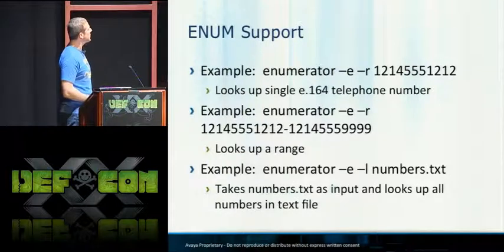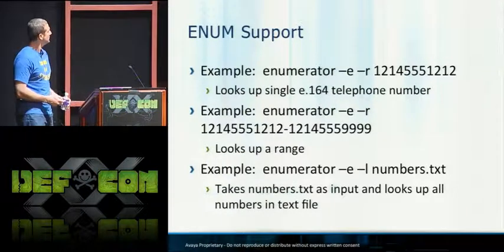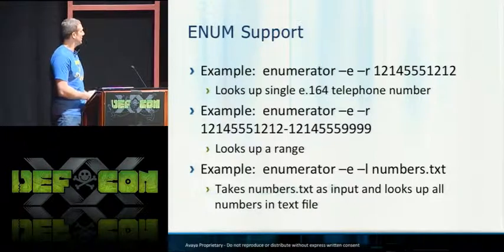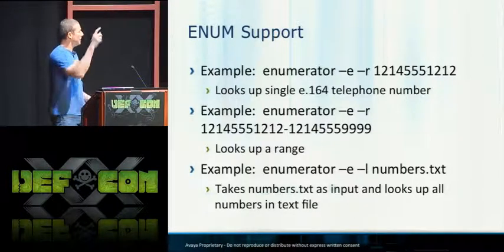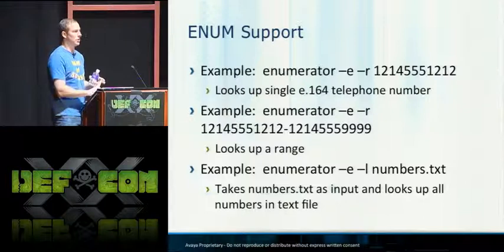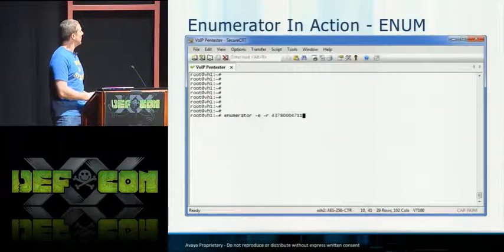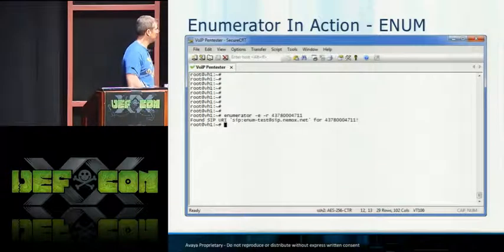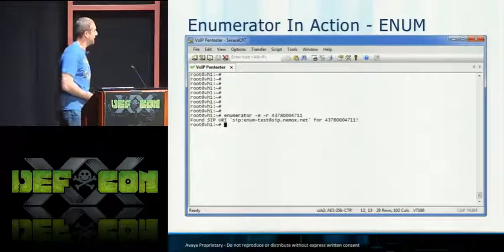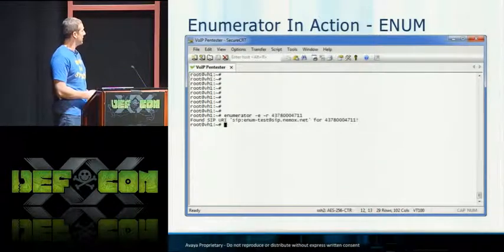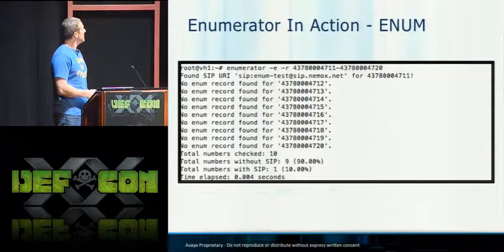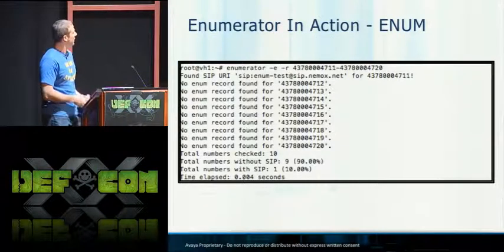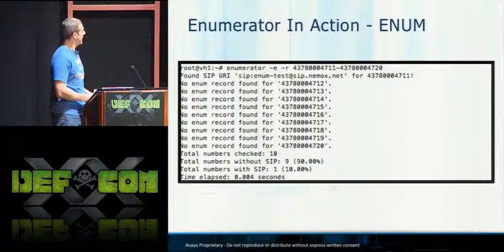So here's what the enum support looks like. With -e and -r, you can look up a range of numbers. So we didn't get to the point where we were going to scan all the North American numbers or all the numbers in the UK. So here's a single number. So this is what the enum looks like. It looks up the number, and it finds that SIP URI right there, enum-test at sip.nemox.net. So here's another view of doing a range of addresses, and it calculates some statistics at the end of its little enum scan.